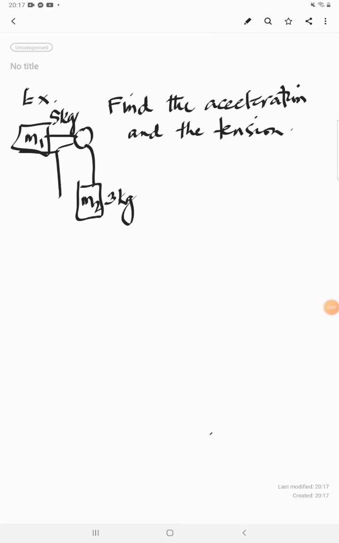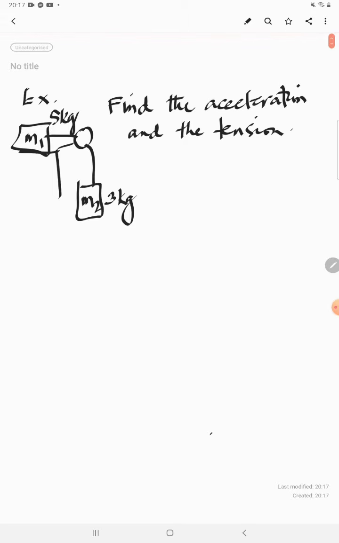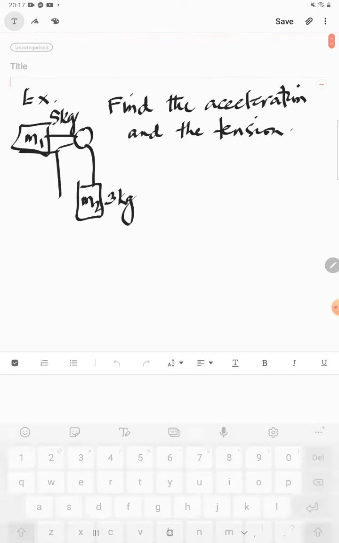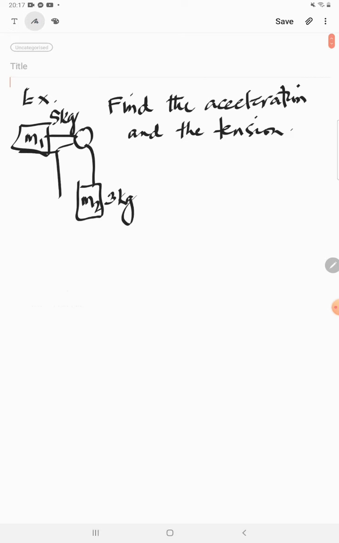Hello there, so this is another example for Atwood machine. So you will see here that mass M1 is on the table and mass M2 is hanging on a frictionless pulley. So you will see here that mu is equal to 0. There is no frictional force. So find for the acceleration and tension across the string.